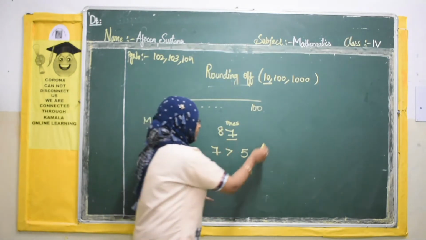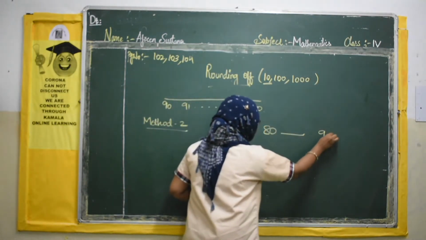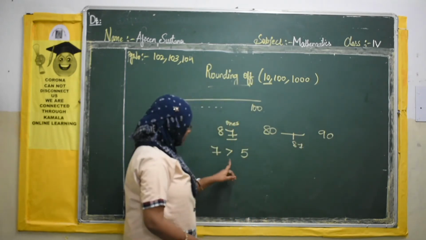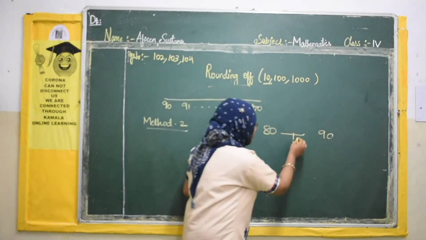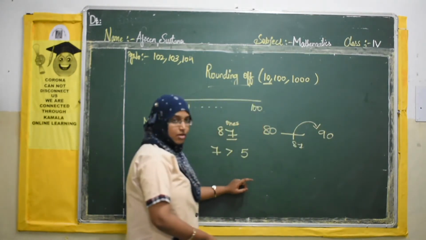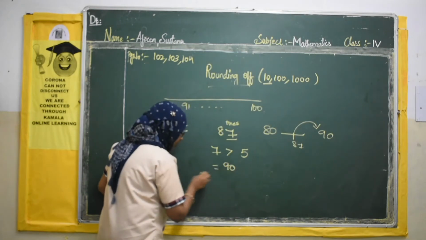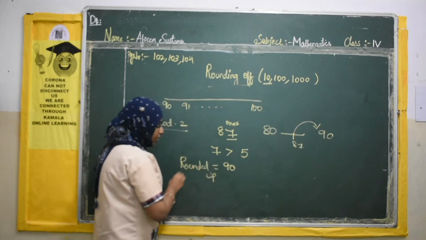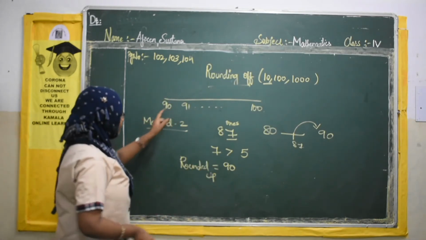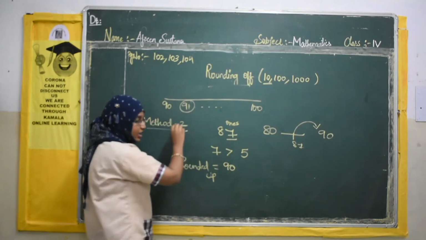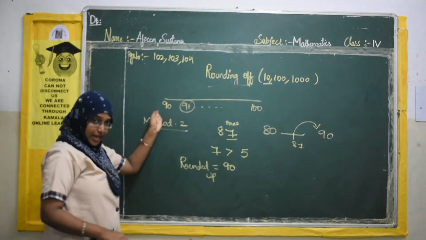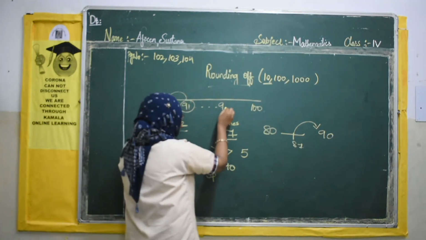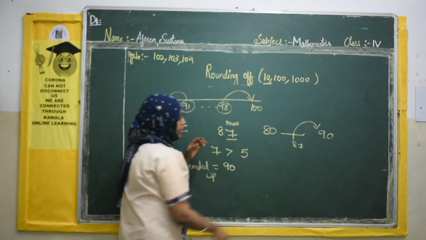So between 80 and 90, our value is somewhere near 87. We said greater than 5 means we will round up. So the value is 90, rounded up. Understood what we do in the first method? First we will write and circle and see which is the nearest value. Suppose it is 90, we will round to 90. Supposing it is 98, we will round to 100.